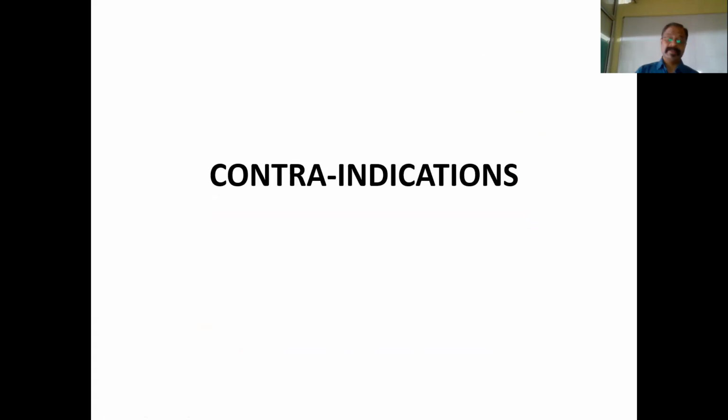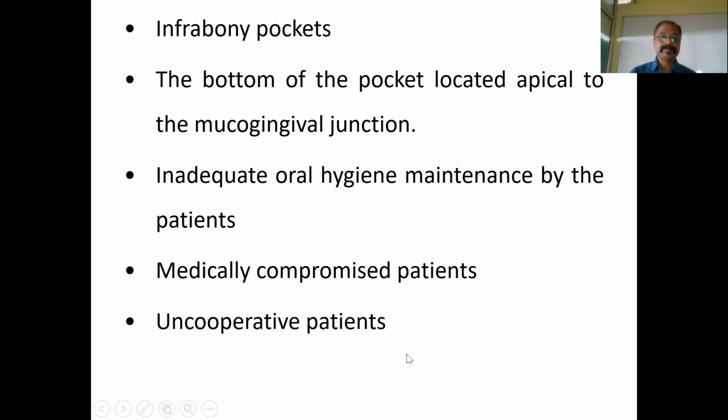Let's see what are the contraindications of gingivectomy. The first one is obviously infrabony pockets. If you have an infrabony pocket, you're going to use a periodontal flap surgical procedure rather than a gingivectomy procedure. When the bottom of the pocket is located apical to the mucogingival junction, if you are going to do a gingivectomy procedure, you are going to create a disaster. You're going to create more mucogingival problems.